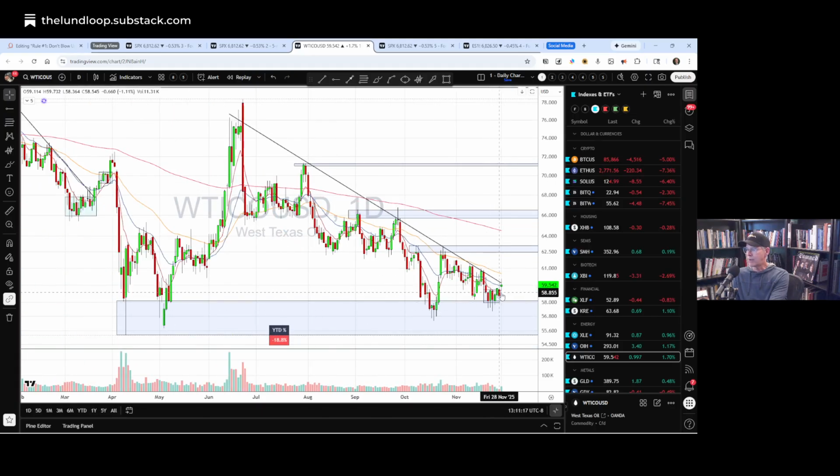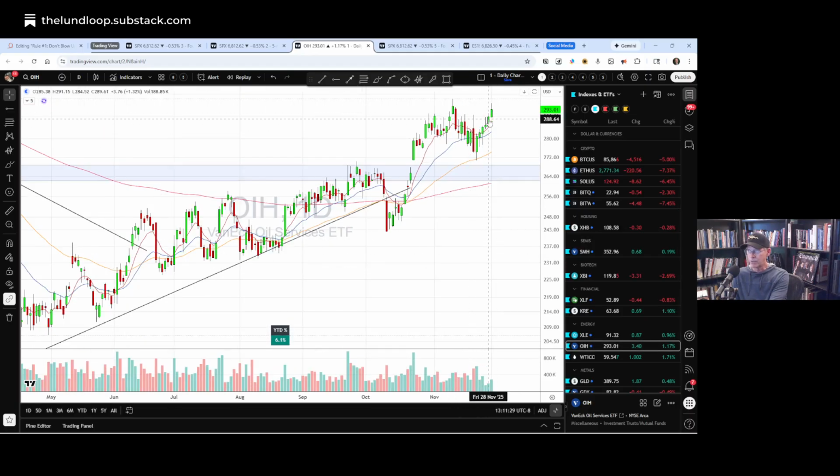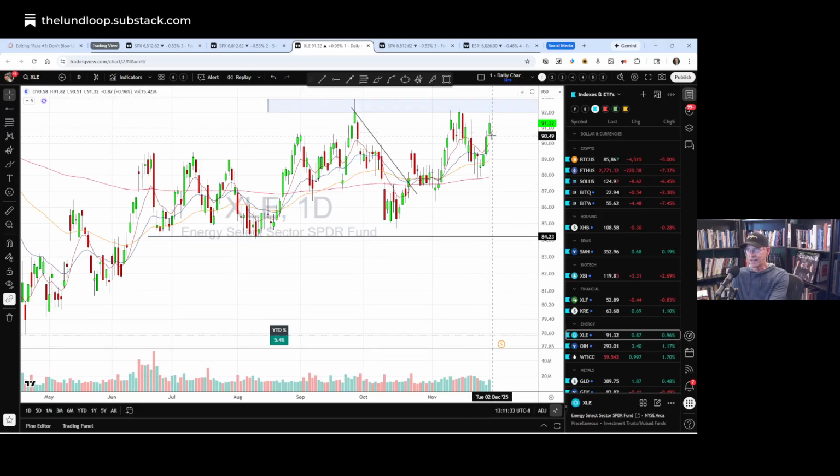Oil still can't figure out what it wants to do. It's just sitting at the bottom of this trend line, trapped between that and this support level. Sometimes we look at OIH to see if it gives us a heads up as to where oil might be going. If we believe it, oil's going to finally break that trend at some point. XLE is kind of saying the same thing.